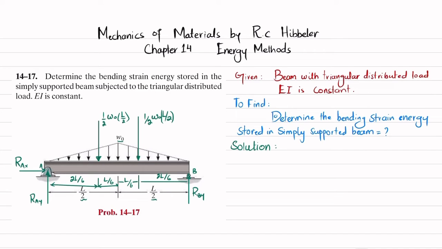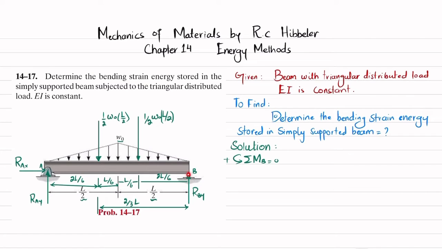And the distance from this point to this point will be equal to L by 2 plus L by 2 plus L by 6, which will give you 2 over 3 times L. Now you can apply the equation of equilibrium. Which equation of equilibrium will we apply? The sum of all moments about point B is equal to 0, taking the counterclockwise moment as positive.